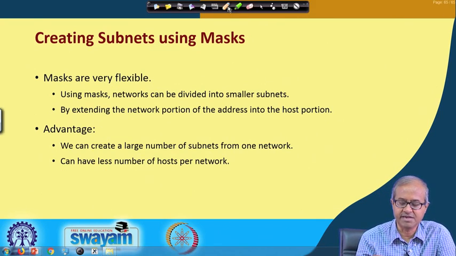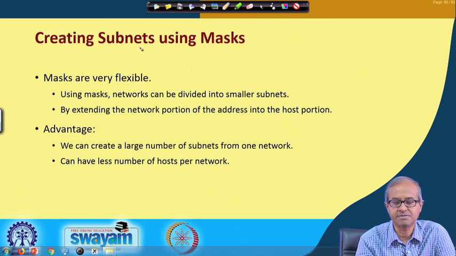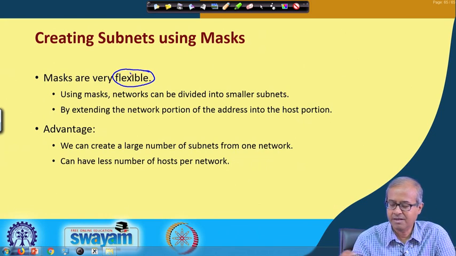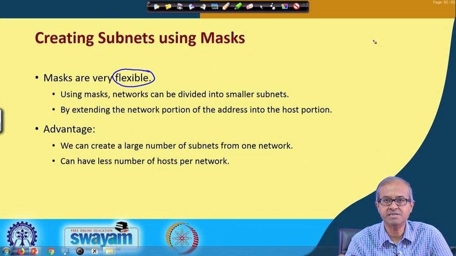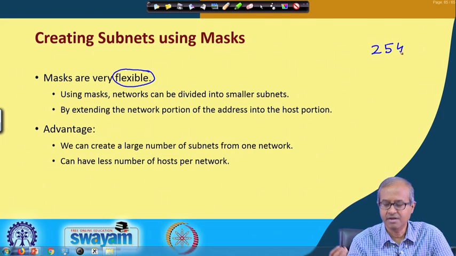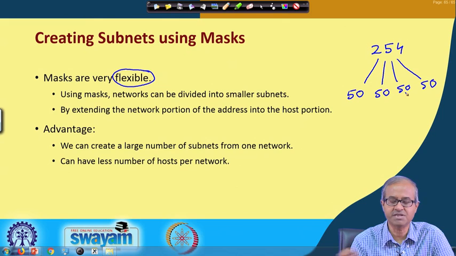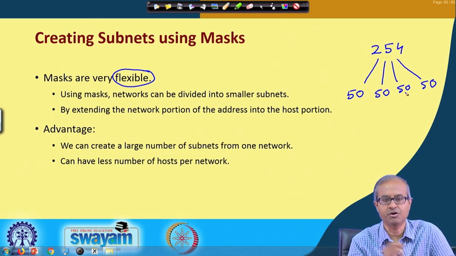So, here, as it said, when you are using subnetworks, we are again using masks, and these masks are very flexible. For example, in a class C network, I can have 254 hosts. If I want, I can divide it into 4 parts, where in each part I can have, let us say, 50 computers each: 50, 50, 50, 50.